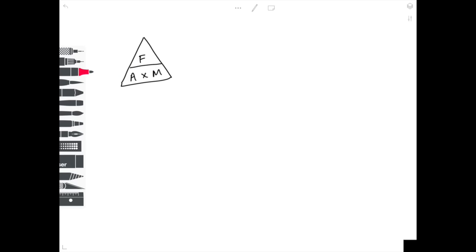Another physics equation you need to be aware of is F = ma. F stands for force, A stands for acceleration, and M stands for mass. So let's work out the various variations. Force equals, we can see that it's acceleration times mass.